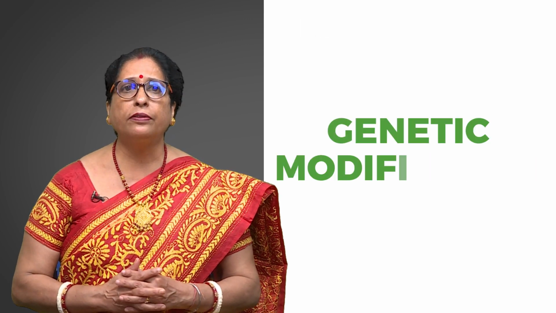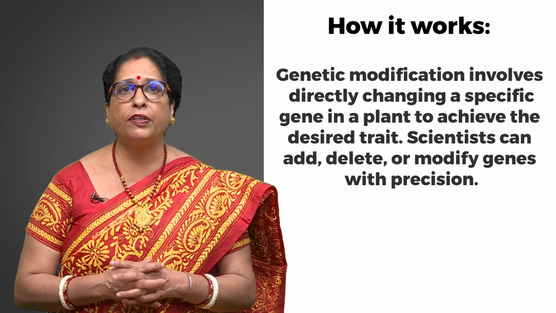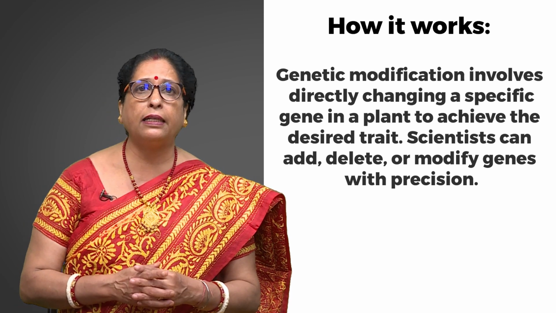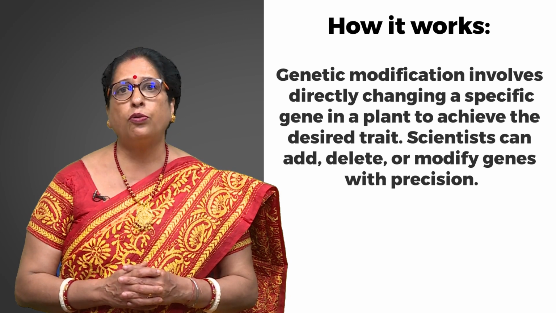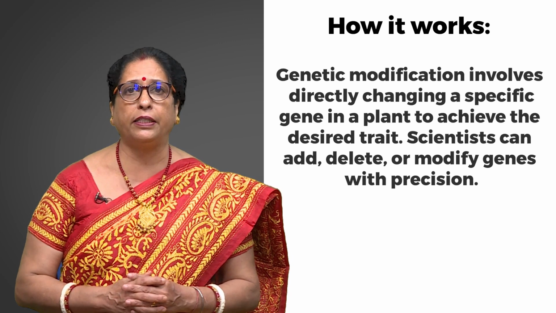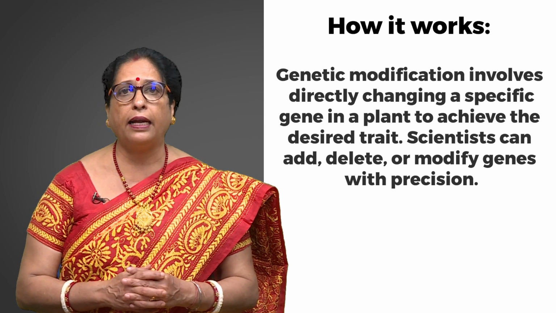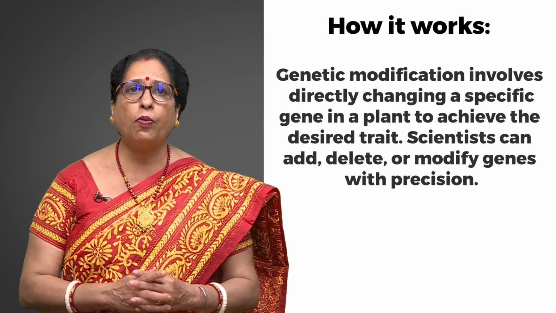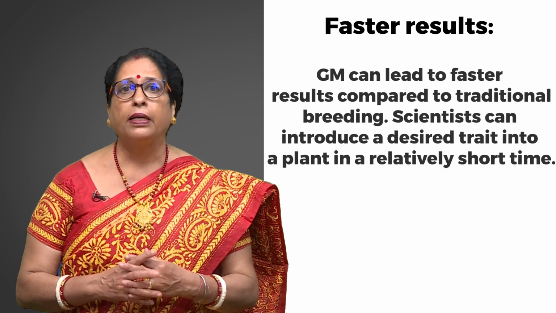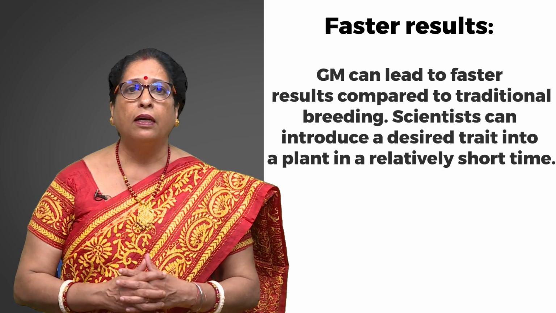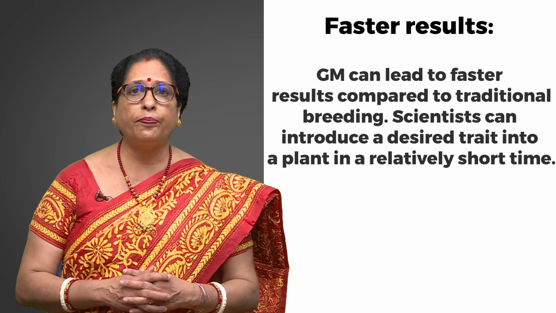Genetic modification. If we look at genetic modification, you can see how it works. Genetic modification involves directly changing a specific gene in a plant to achieve the desired trait. Scientists can add, delete or modify genes with precision. We can get faster results. GM can lead to faster results compared to traditional breeding.